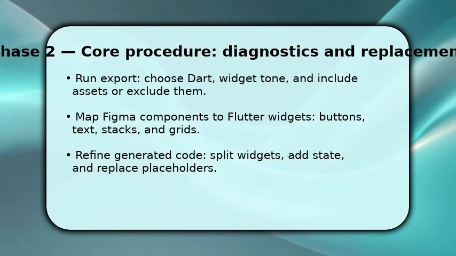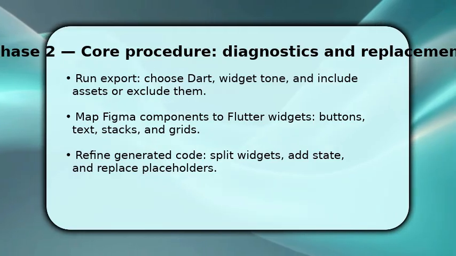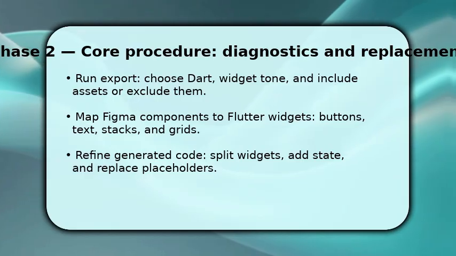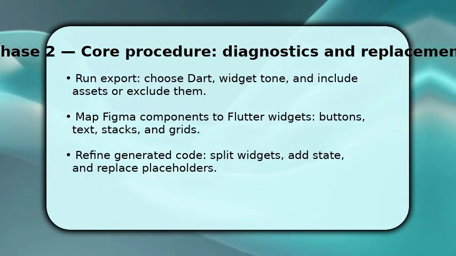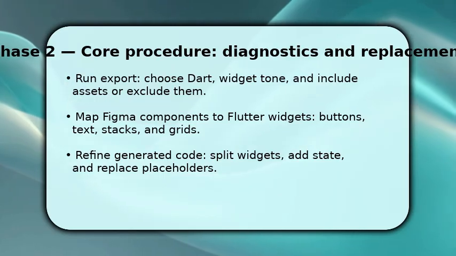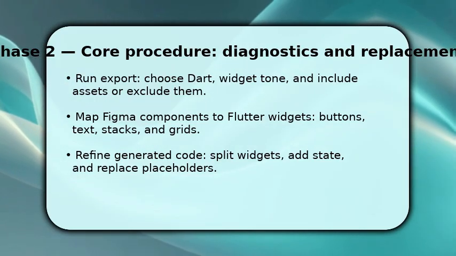You run the plugin and pick Dart output. Select whether to export assets and the widget style, stateless versus stateful. Then inspect the mapping the plugin created. Text layers become text widgets, frames become containers or columns, and auto layout becomes row/column logic.